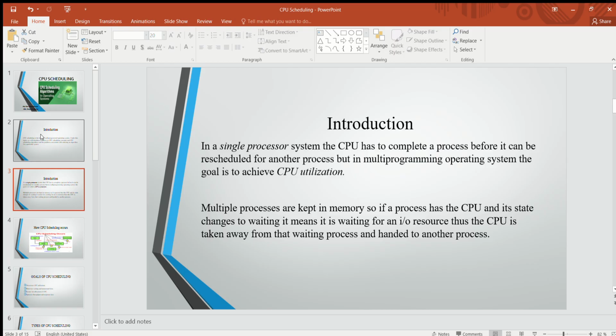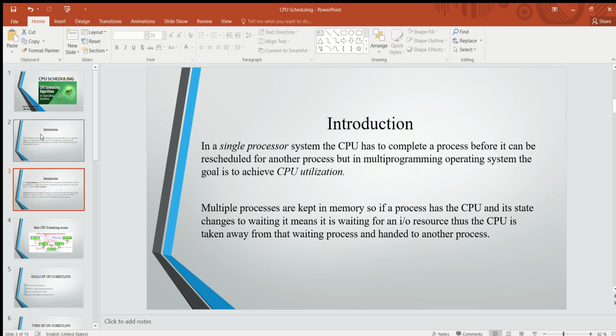In a single processor system, the CPU has to complete a process before another process is scheduled. But in a multi-programming system, we have the goal of achieving CPU utilization, meaning the CPU has to continuously be executing or working, even if it's in the background. So multiple processes are kept in memory. If a process has the CPU and its state changes to waiting, it means it's waiting for I/O resources, and the CPU is taken away from that waiting process and handed over to another process.